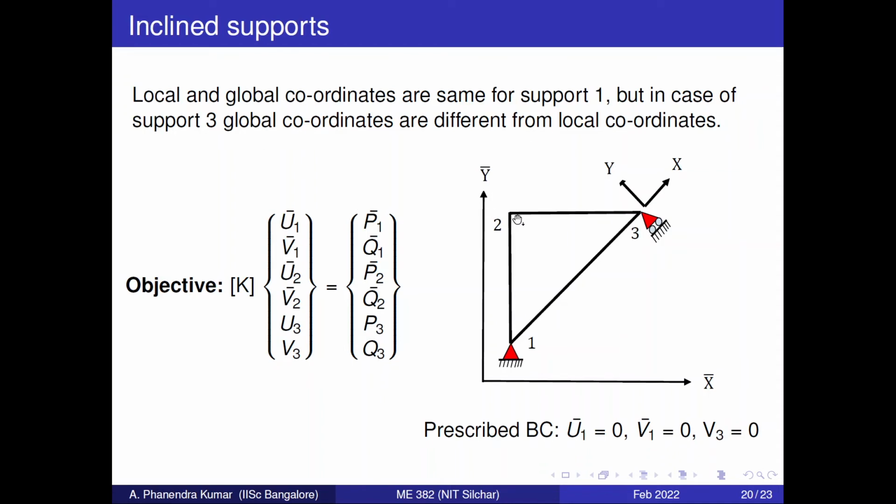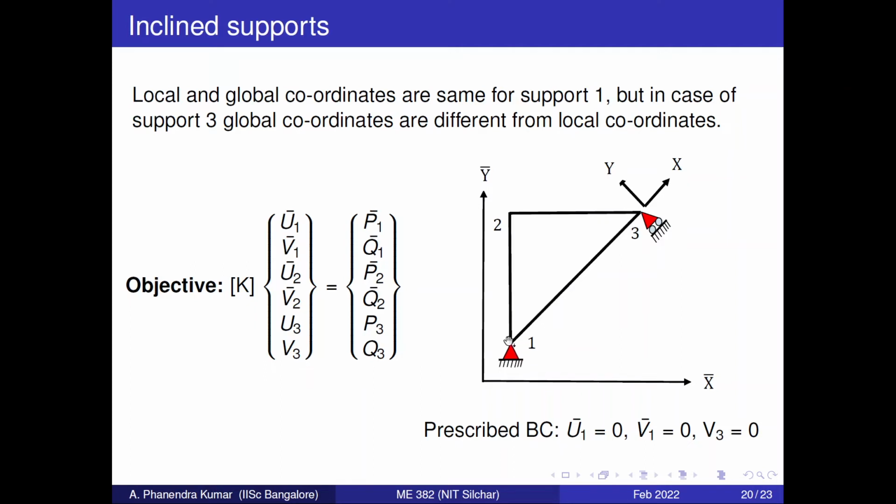If you see the example here, this is node 1, this is node 2, and this is node 3. We have three truss elements, and this is simply supported at node 1, and we have a roller support at node 3. But the change here is in the node 1 simply supported condition. If we consider the local coordinate system, this is the local coordinate system x, this will be the local coordinate system y. Then the global coordinate system is x bar, y bar.